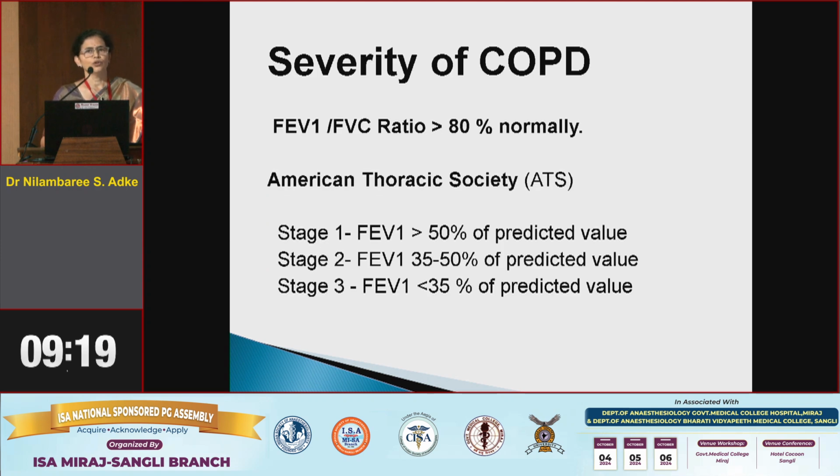Then in PFT for COPD, the main one is the ratio of FEV1 to FVC, which is normally more than 80%. But moderate to severe COPD will be diagnosed when the FEV1 is less than 80%. The American Thoracic Society has given us a severity score: when the FEV1 is more than 50% of the predicted value, that is stage 1, mild risk. When the FEV1 is between 35 and 50%, it is moderate to severe disease. Less than 35% is again severe COPD.